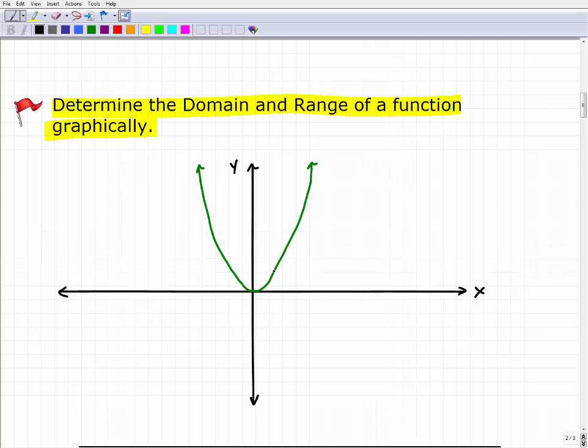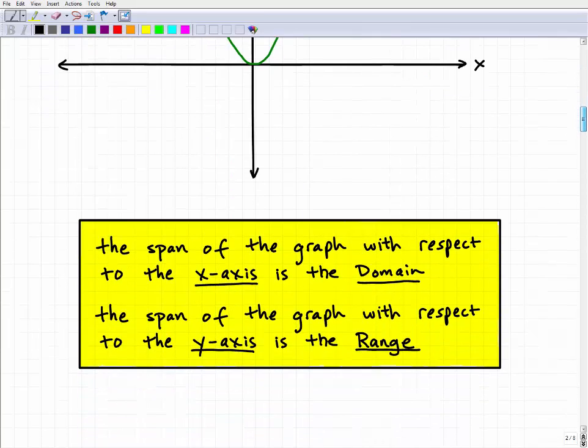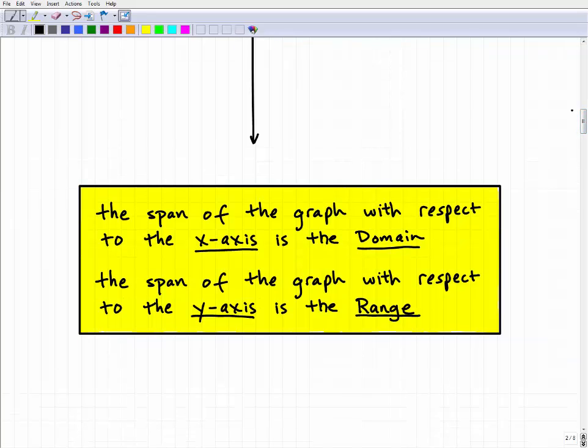Now, we're going to be describing all of our domains and ranges here using interval notation. So just a little heads up, make sure you've watched those lessons and you're familiar with that. Before we get into this, I want to give you a chance to write down these definitions here. So I want you to pause the video, write this down, then I'll come back to this graph.